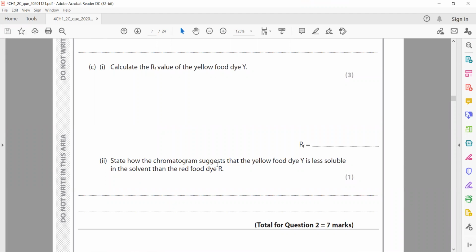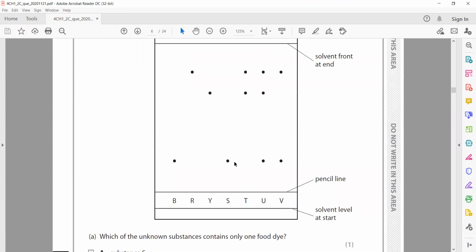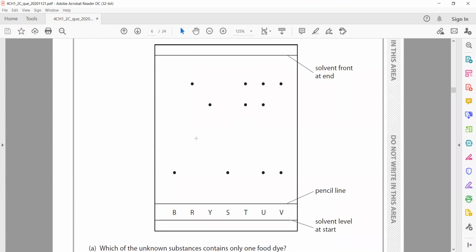State how the chromatogram suggests that the yellow food dye is less soluble than the red one. So how can you identify? You can identify by the position, because the red spot rises to a greater height, or greater distance from the origin, compared to the spot for yellow. That shows that the one which is more soluble rises more with the solvent. The one which is less soluble will rise to a shorter distance from the origin.